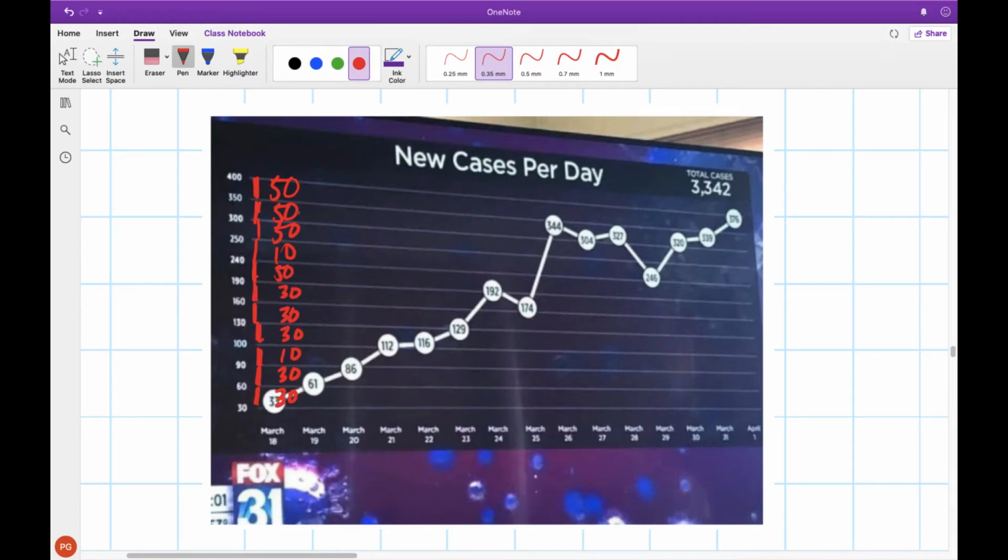So it goes from 50 to 10 to 30 in different places to create this illusion of a steady straight line, even though in some of these cases, these massive jumps should look even bigger. So messing around with the scale can change what the trend of the data looks like.